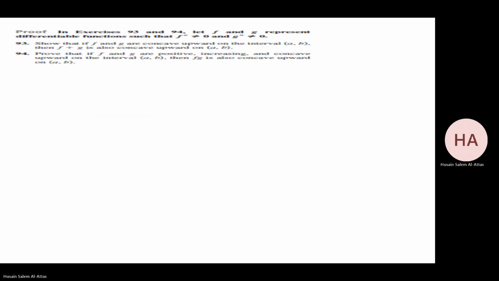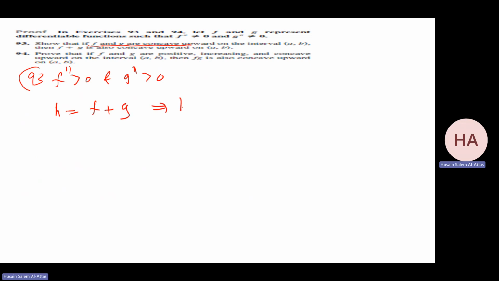These last two questions, 93. It says f and g are concave up. That means f double prime is positive and g double prime is positive. Prove that f plus g is also concave up. Let me take this function, h equals f plus g. What will be h prime? It will be f prime plus g prime. I need h double prime, which is f double prime plus g double prime. This is positive, this is positive, so this is positive. So 93 is correct.